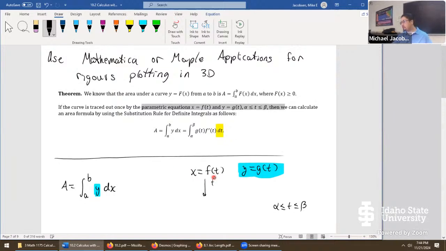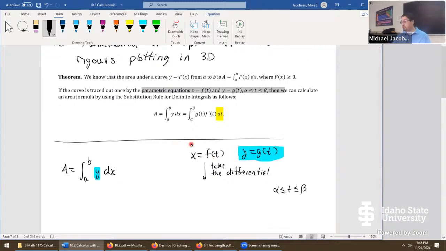So take the differential. This will give us dx on the left equals the derivative of the function, so f prime of t, and then dt to fill out the differential. So that's now telling us that this whole dx right here turns into that, f prime of t dt.